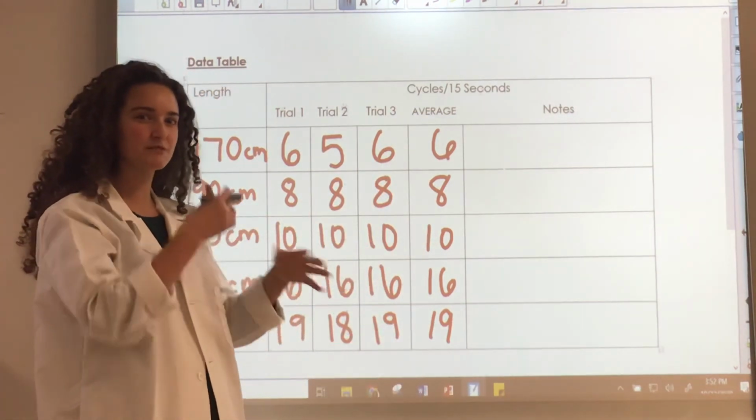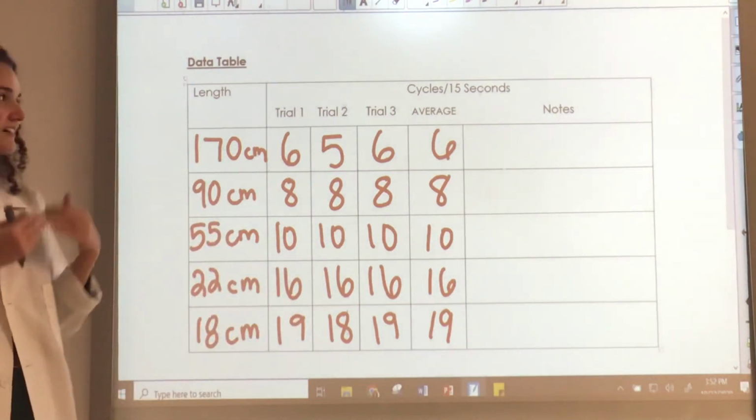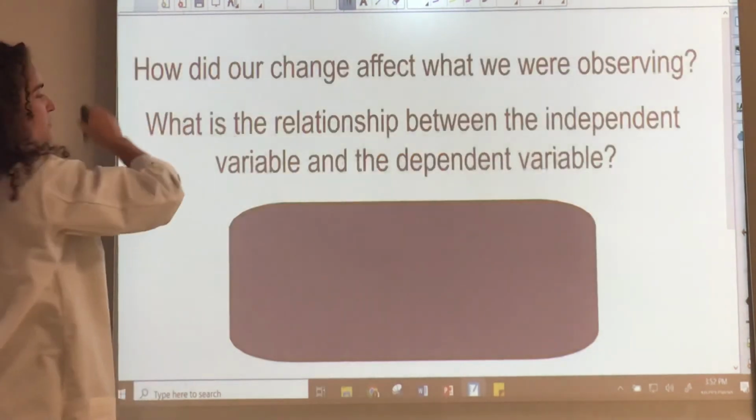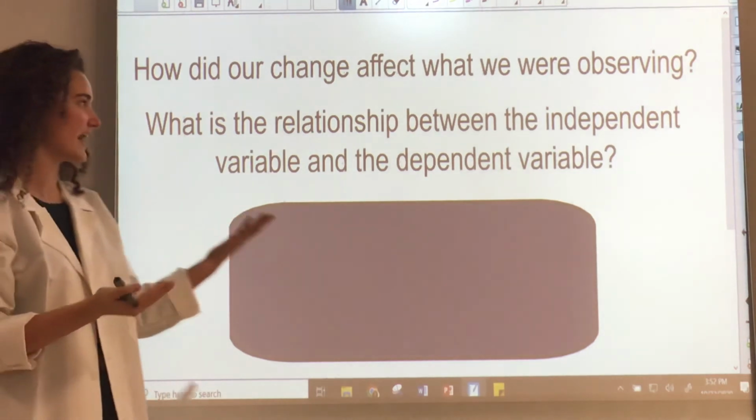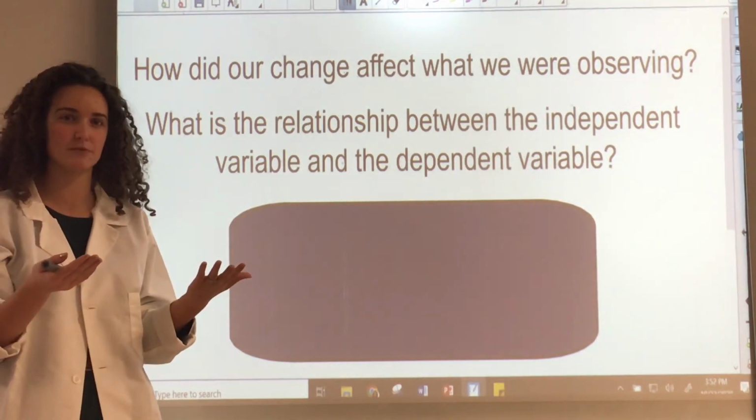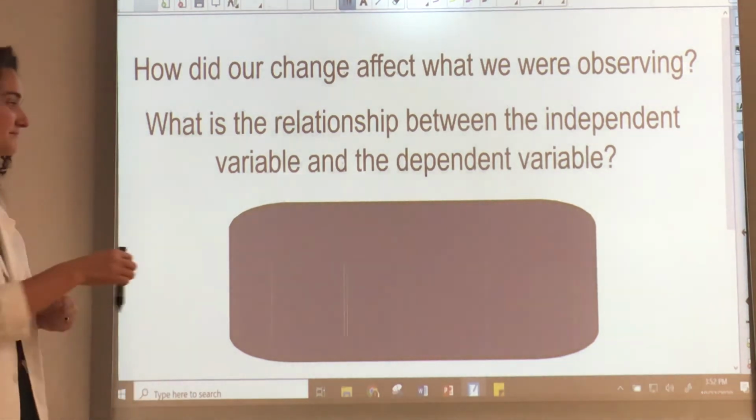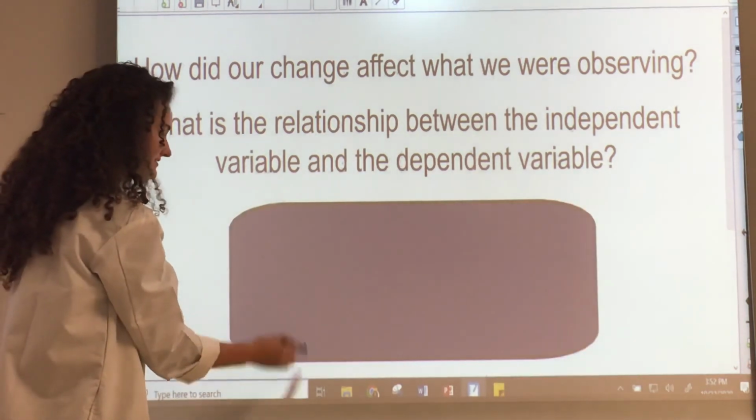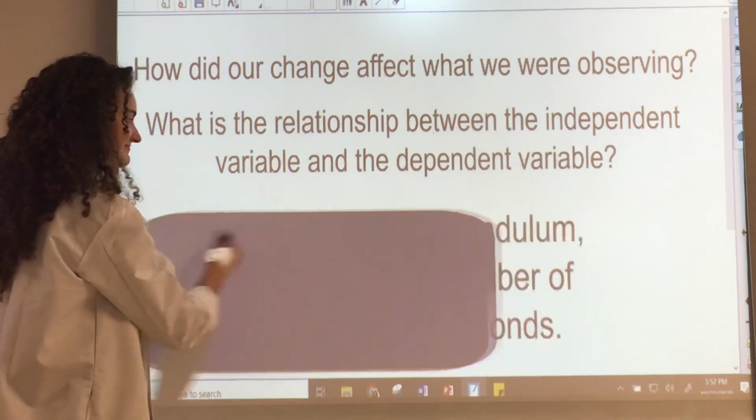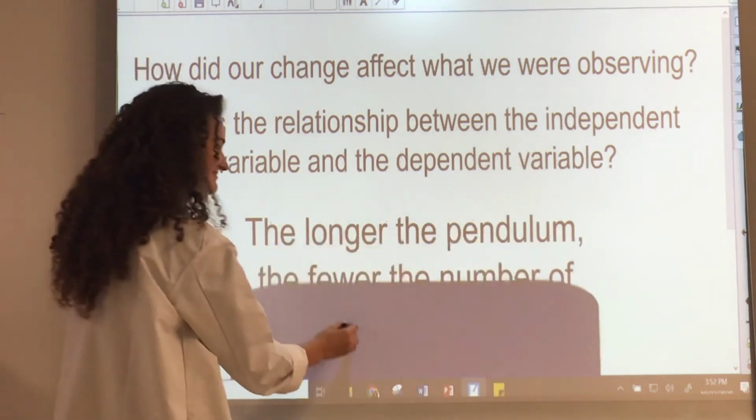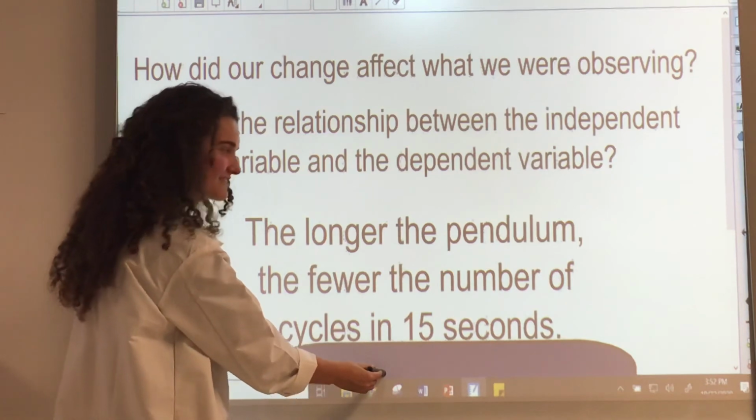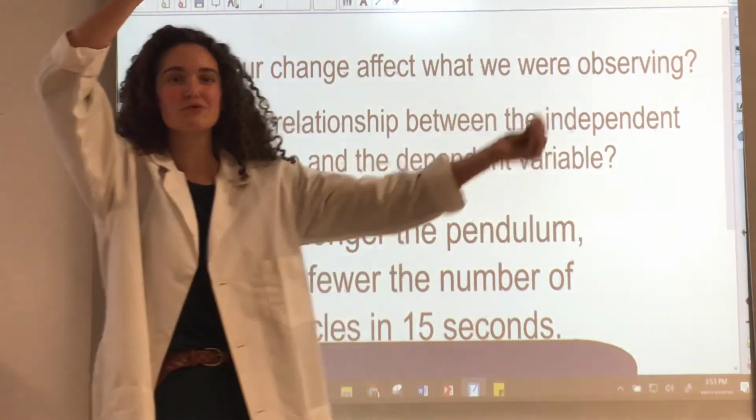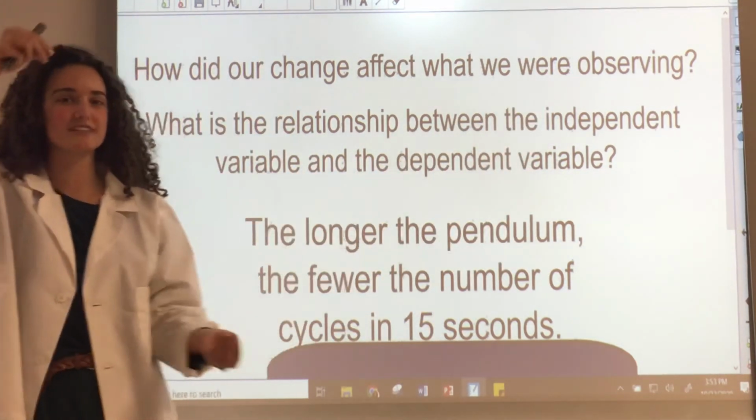By observing that, once we've collected and organized all of our data, we can make a statement. We can make a conclusion about what we are observing with our data. So take a second and think, what do you notice is happening? What is that relationship between the independent variable and the dependent variable? And the way I put it is, the longer the pendulum, the fewer the number of cycles we got every 15 seconds. So as our pendulums got longer and longer, it was moving more slowly and we got fewer cycles each time.